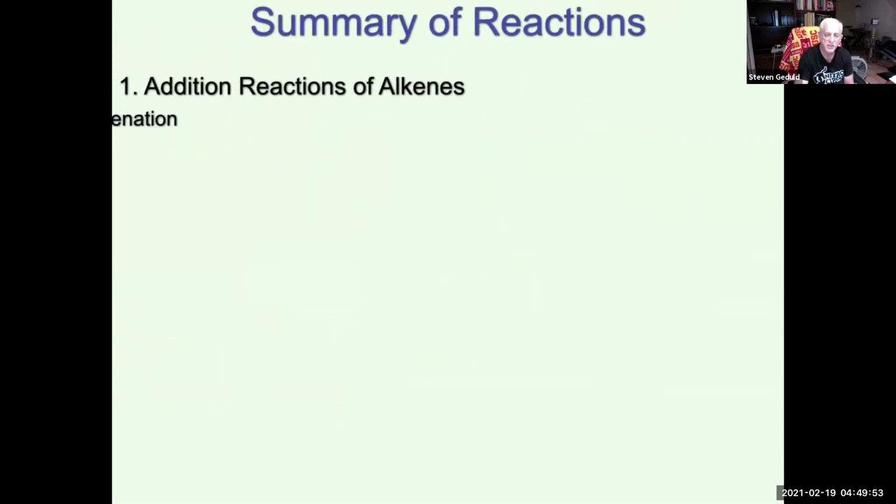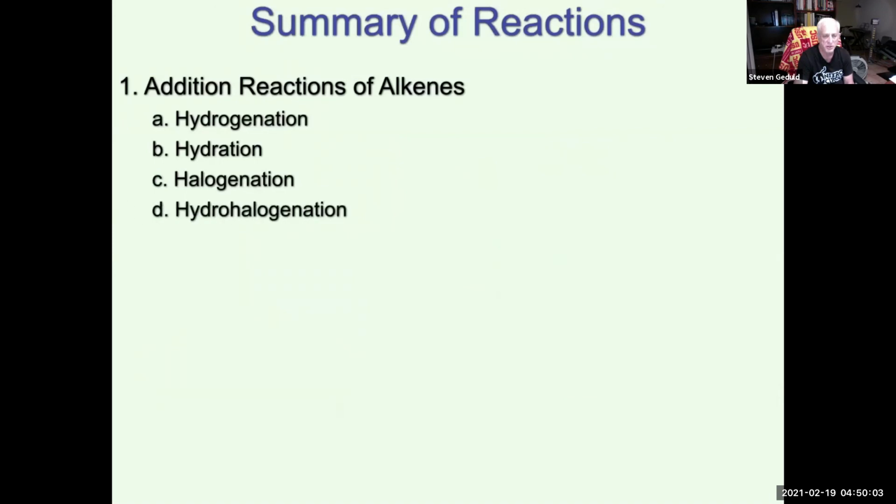So addition reactions, hydrogenation, hydration, and halogenation. Those are all addition reactions to alkenes, and hydrohalogenation. So in hydrogenation, we're adding hydrogen. Hydration, we're adding water. Halogenation, we're adding a halogen. Hydrohalogenation, we're adding hydrogen and a halogen. And reacting those across a double bond. We get major minor products, we get 50-50, we get single products, all depending on what we're adding.